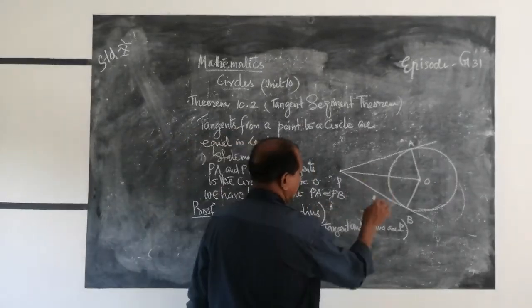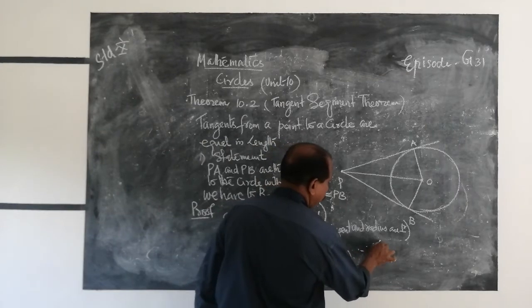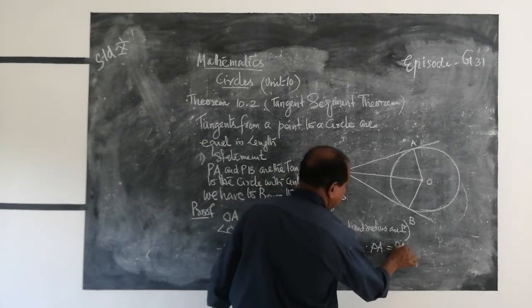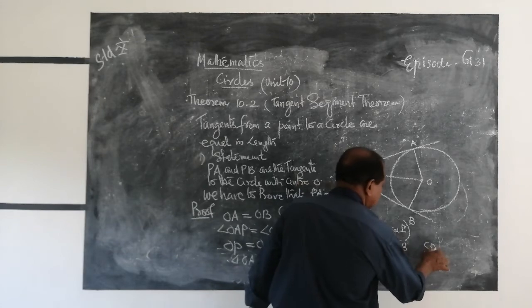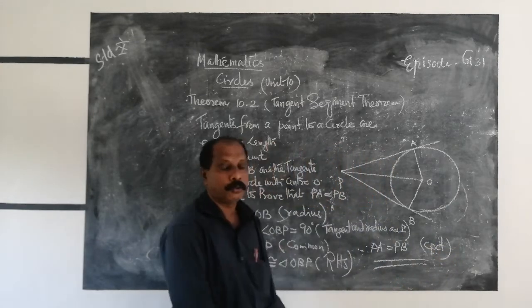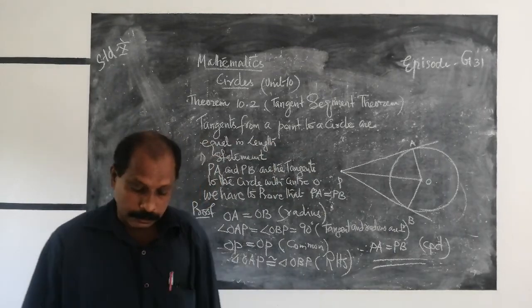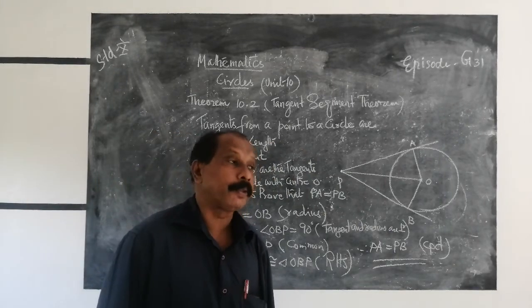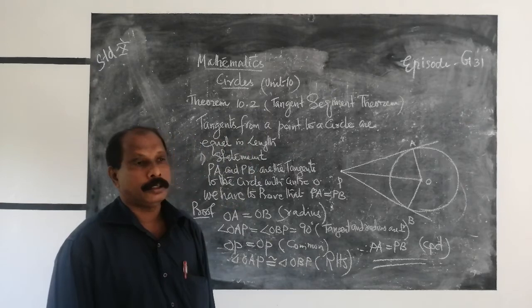Therefore, PA is equal to PB. What is the reason? CPCT. What is CPCT? Corresponding parts of congruent triangles. This is the proof of that theorem, that is the tangent segment theorem.